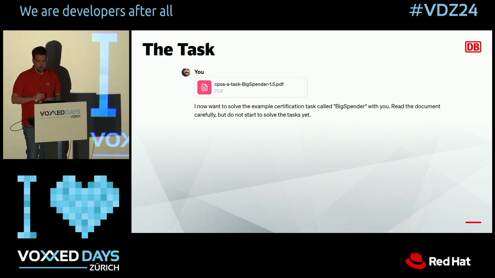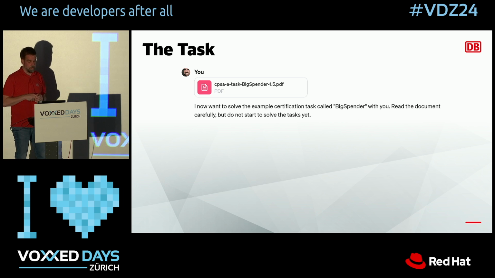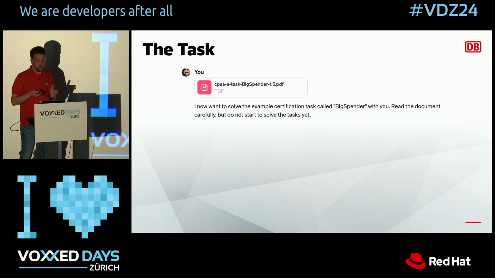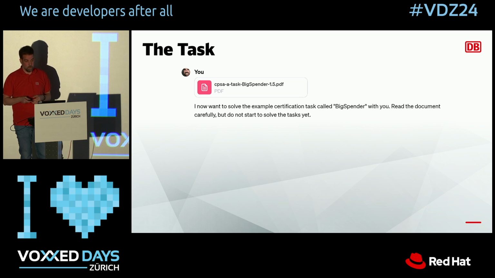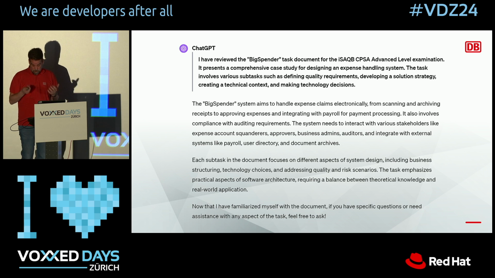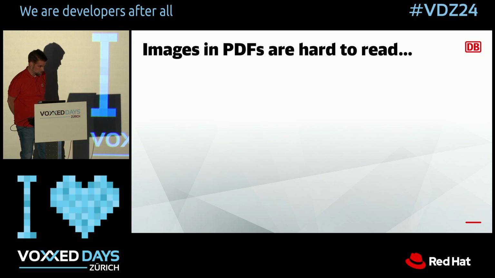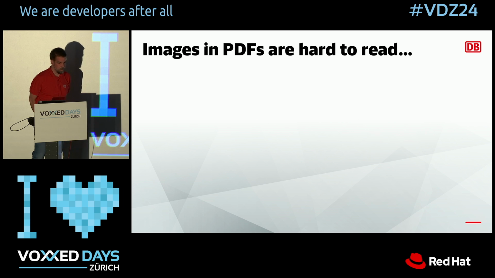Now we have primed the system. We have the example task. It's called Big Spender. It's a web-based application. I tell the system it should read the document and not start solving the task yet. It summarizes the document, so I see that it seems to have read it, but it extracts the text from the PDF, not the images.